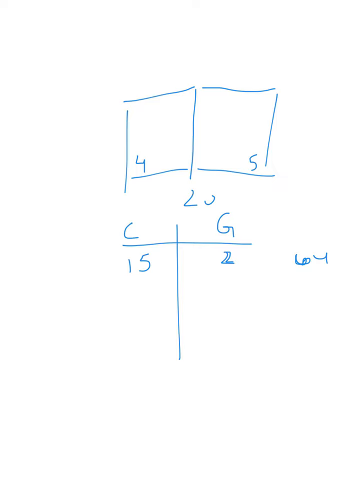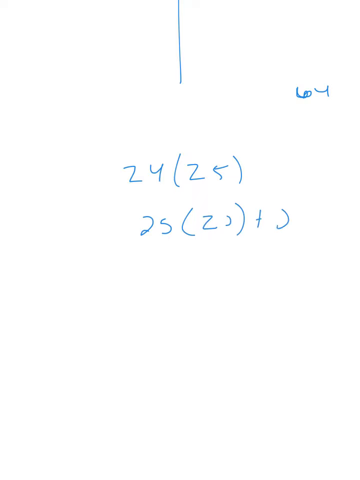So if you had the idea of 24 groups of 25, thinking about, well, okay, do I want to break up the 24 or the 25? I would probably say I have 25 groups of 20, and I have 25 groups of 4, and add those together. But again, use partial products, use area model, whatever works best for you.